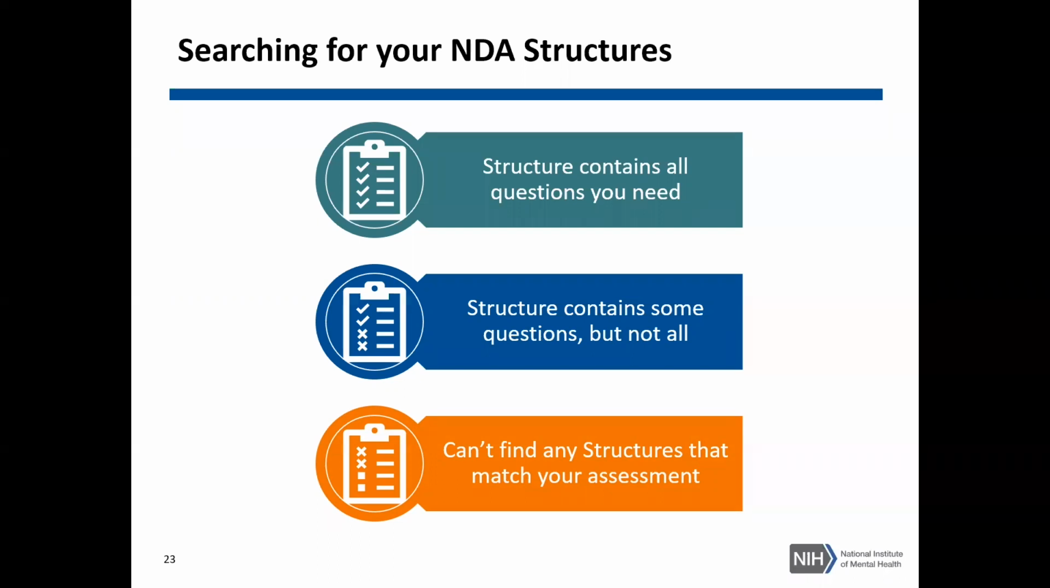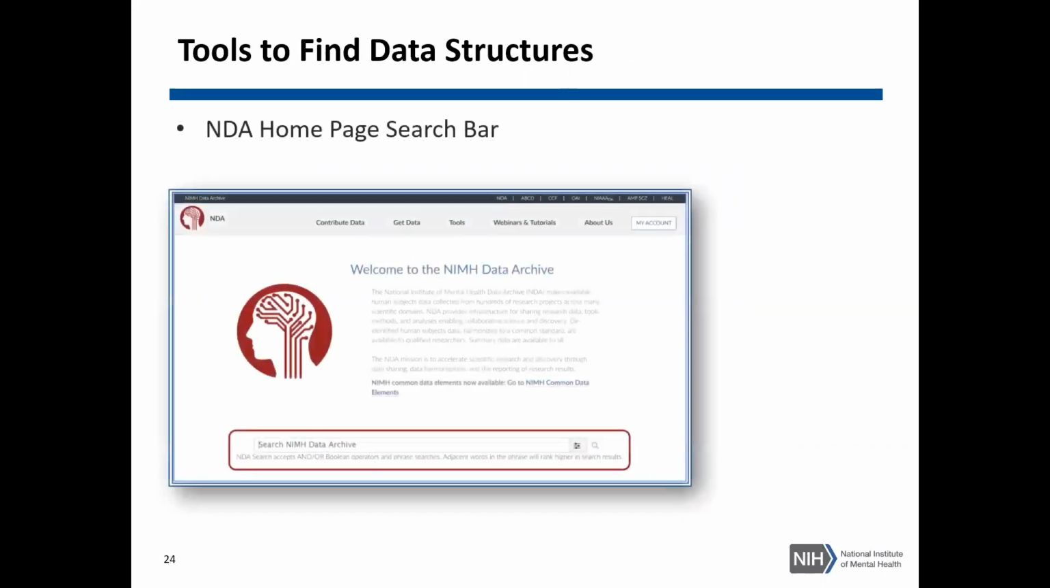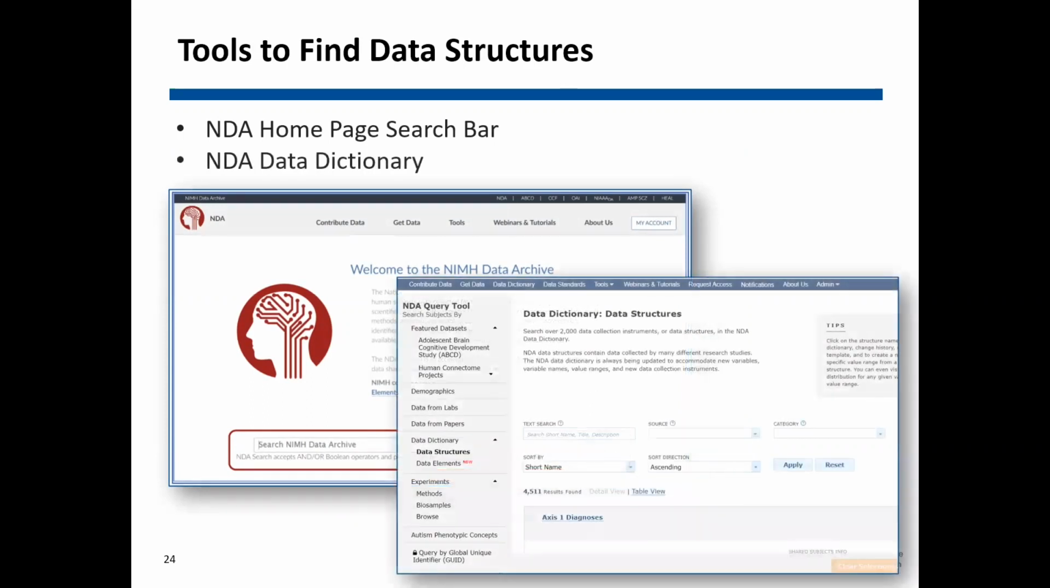But before we get into the step-by-steps of adding structures to your list, requesting these changes, or requesting an entirely new data structure, let's go over how to best utilize NDA search tools so you have all the information you need for any of these 3 paths. NDA offers 2 different tools. We have our NDA homepage search bar, and we also have the NDA Data Dictionary.